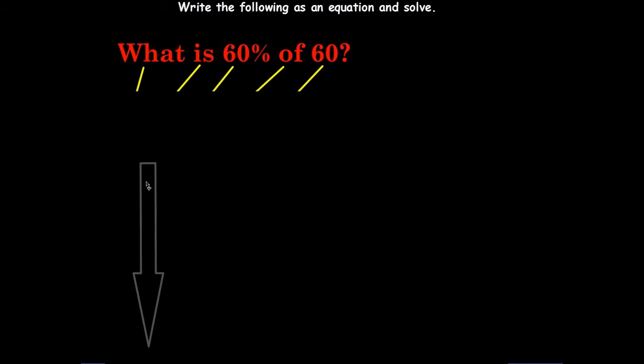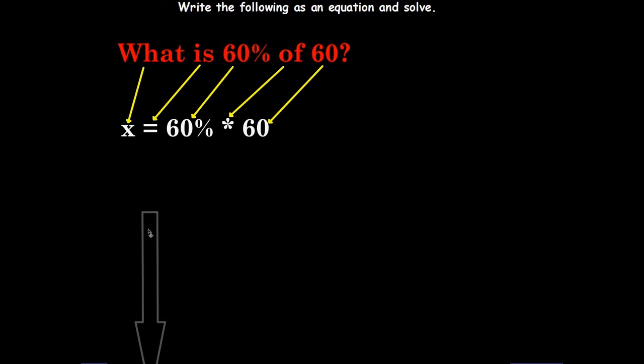So let me pull this down here. Notice I've got these little arrows. That what goes to that unknown, that x, goes to the equal sign, 60%. Just wrote a 60% here of. Remember, I'm going to be using the little star this time, just because it's easier to type out and have ready to mean multiplication, and 60. So this is our mathematical algebraic equation.